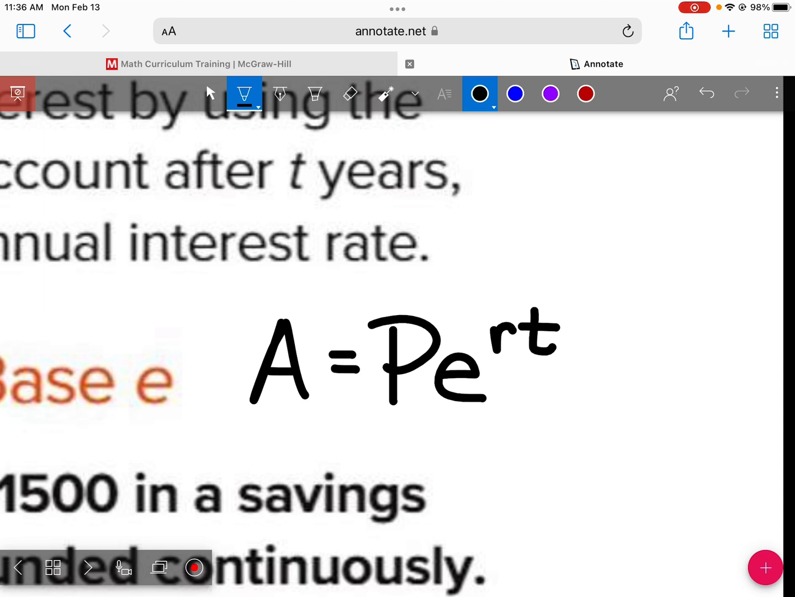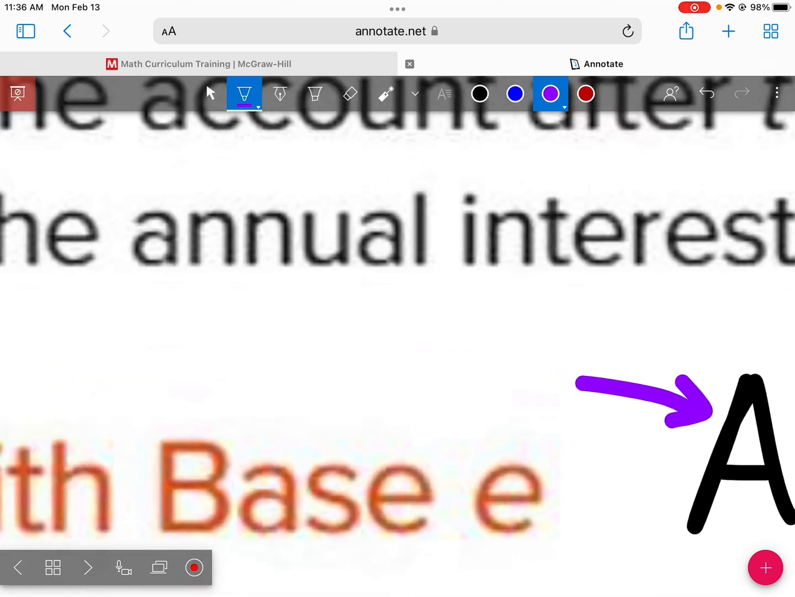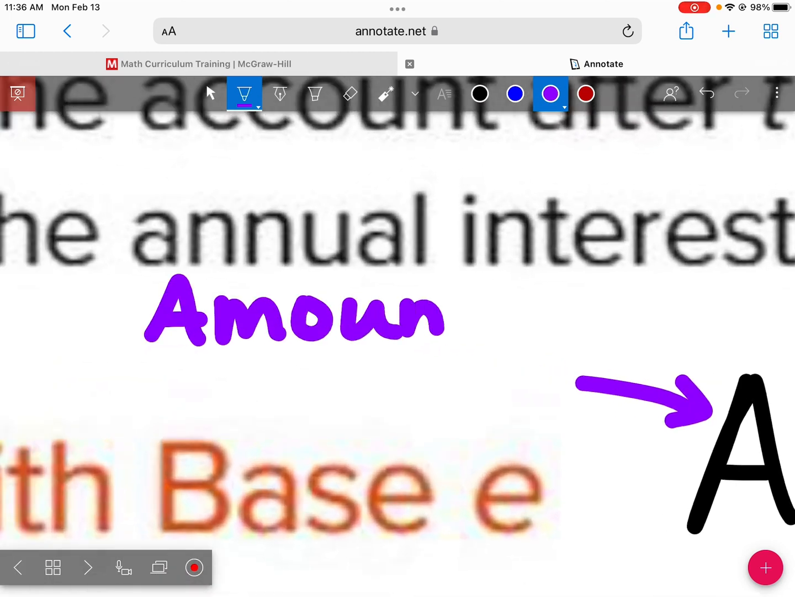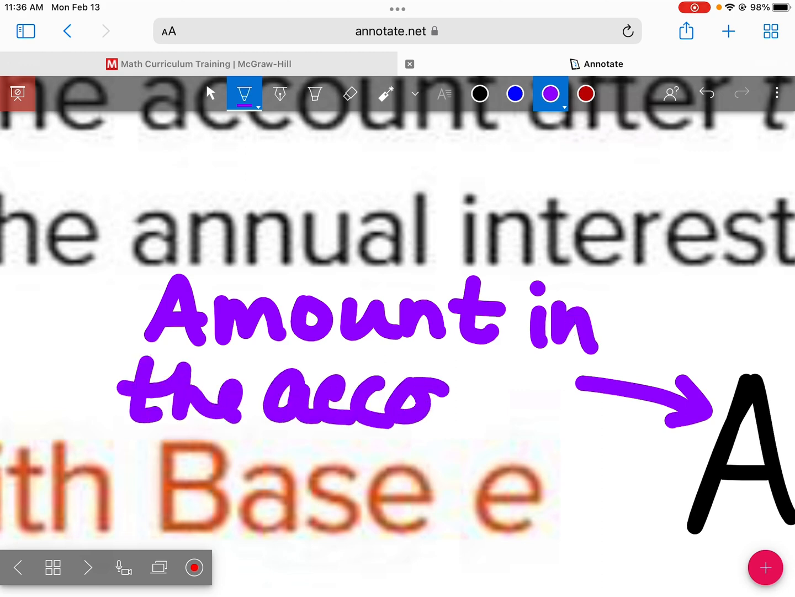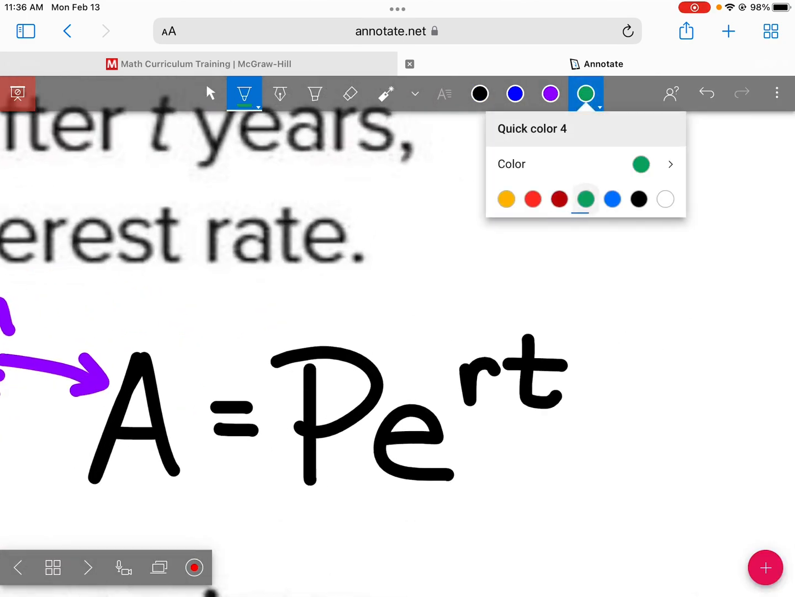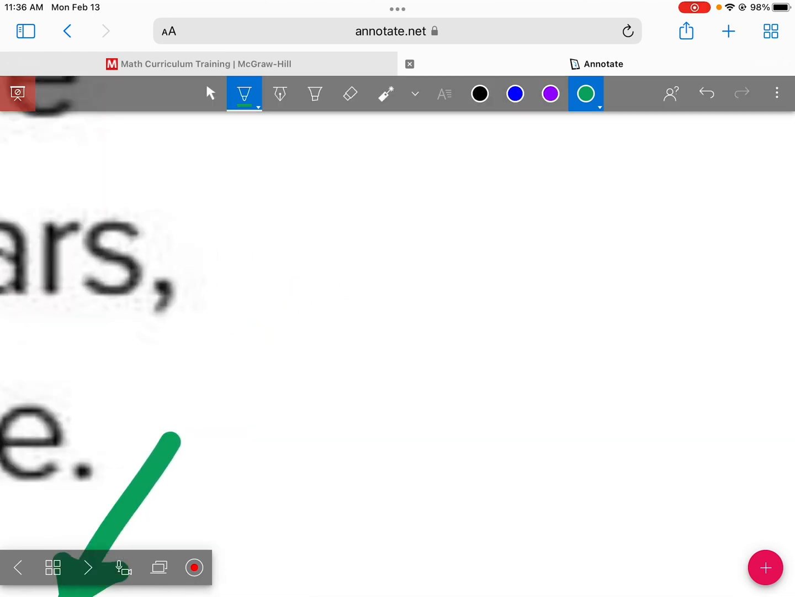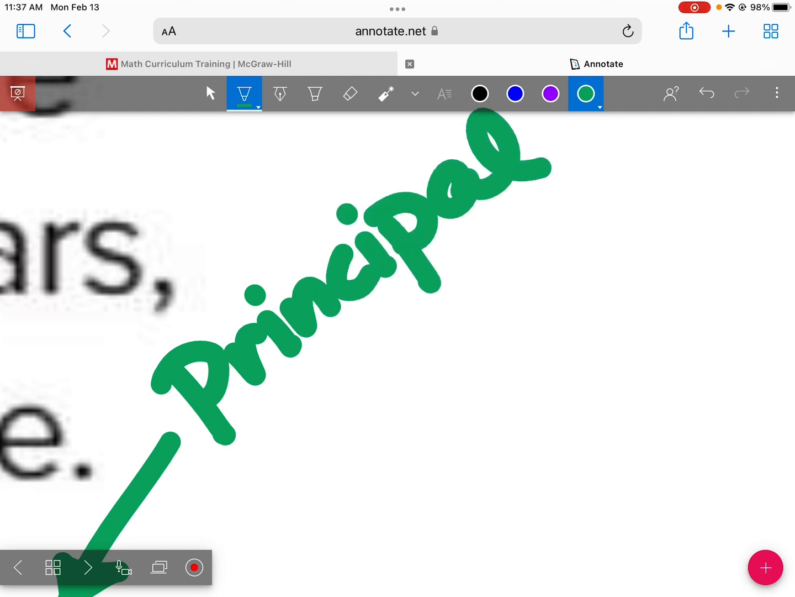All right, so let's break down all the pieces. What does the A mean? The big capital A here? Amount in the account. What do you think the capital P stands for? Starting amount. Yes, this is the principal or the starting amount.